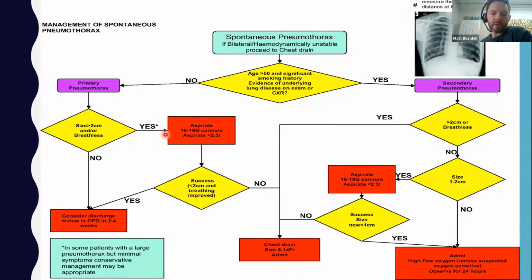I don't know how many of you have ever aspirated a pneumothorax. In my experience, 50% of the time it works, 50% of the time it doesn't work, and often you'll then end up needing to have a chest drain anyway. So traditionally, this is what we've always done with this sort of patient, regardless of their symptoms, they'd end up having a chest drain. There is this caveat at the bottom, which some people may or may not be aware of, though in large pneumothoraces, it was advised that you could potentially just manage them conservatively.